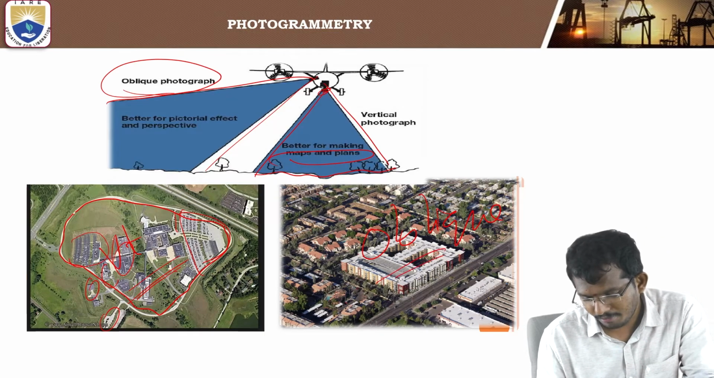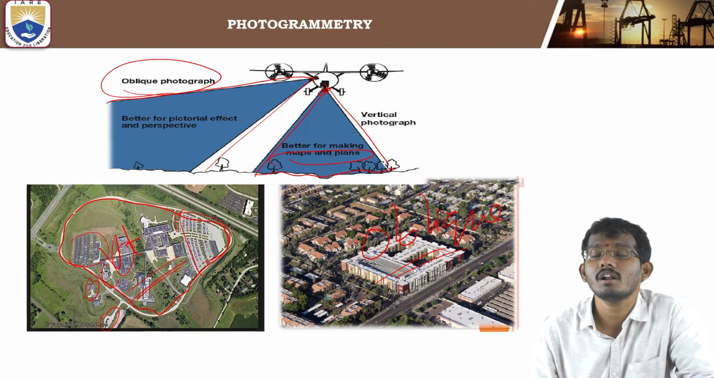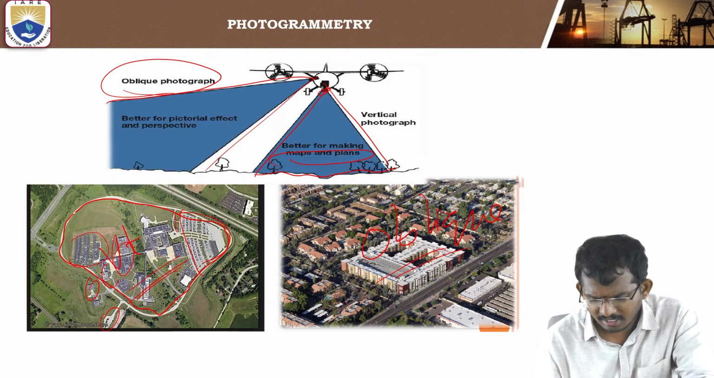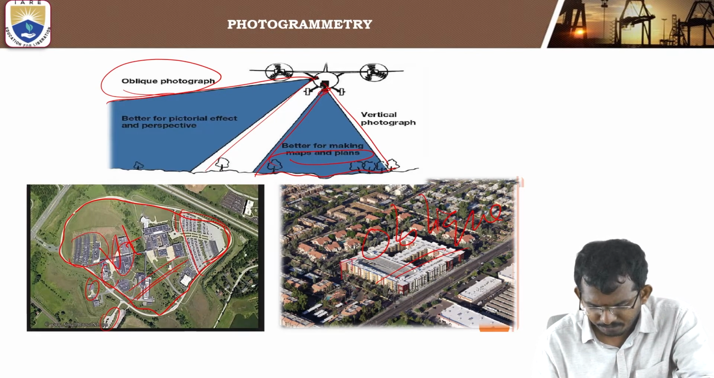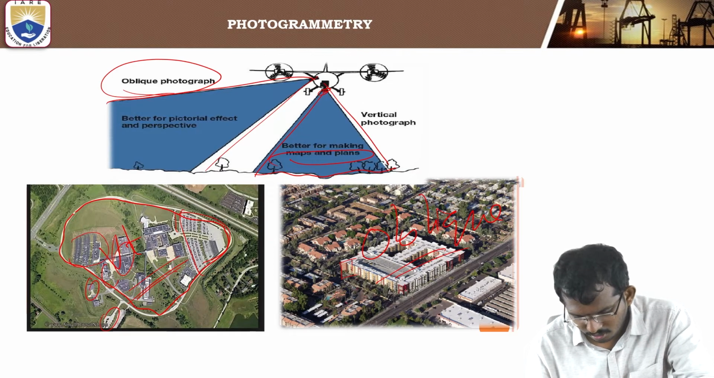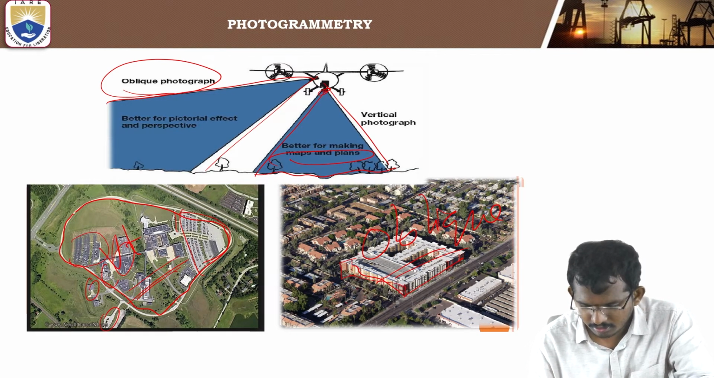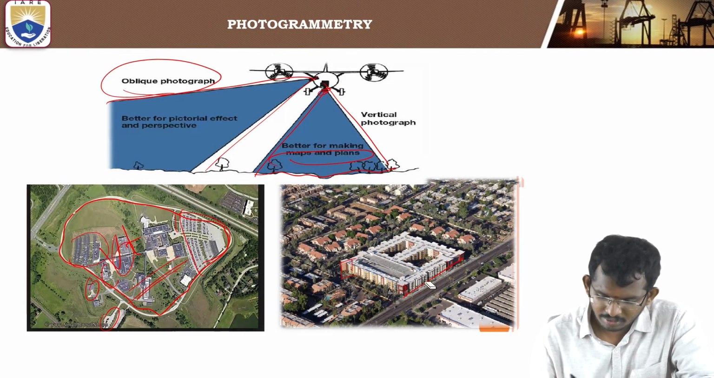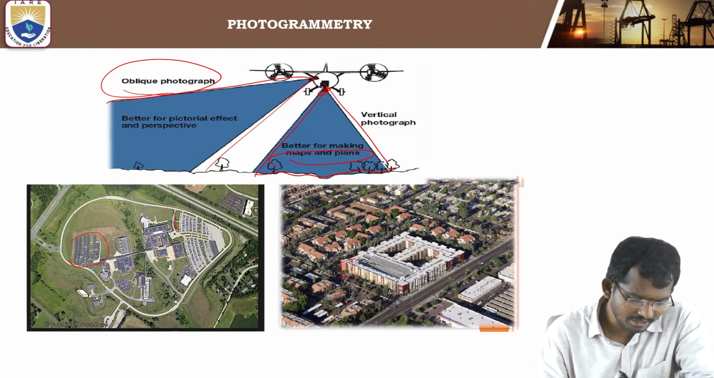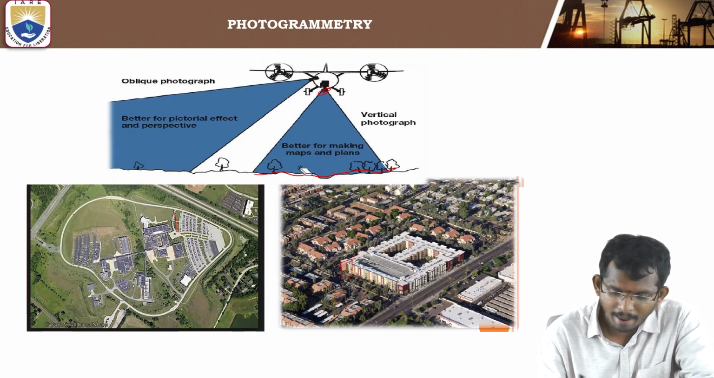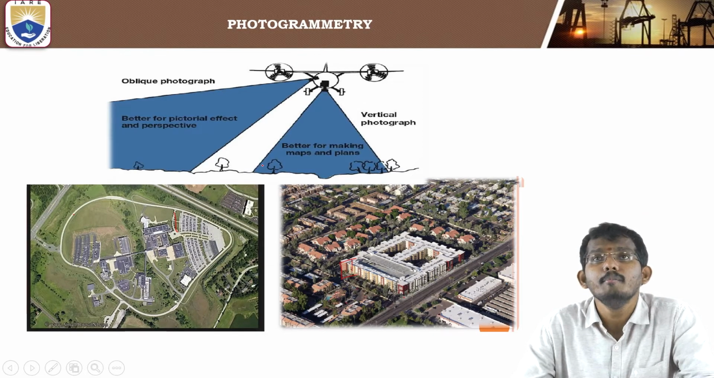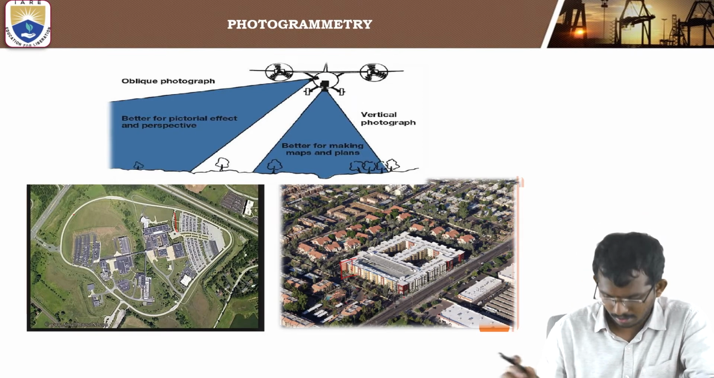In an oblique photograph, you can see the construction or the development of a society. We can see some buildings. We can find the height, length and width of the building also. There is some venture here, and we can find some parameters. So in a vertical photograph, we can measure only a map or a plan, whereas in an oblique photograph, we can get the pictorial effect of the photograph.